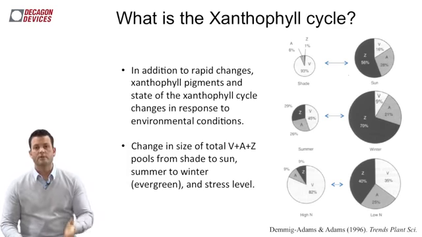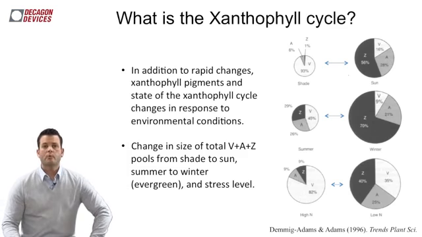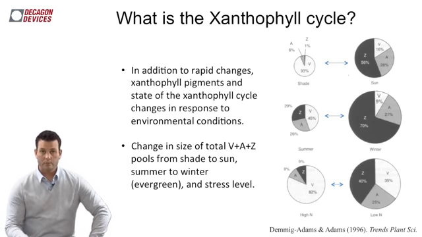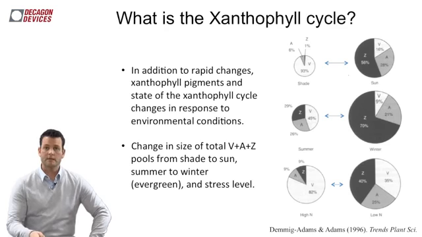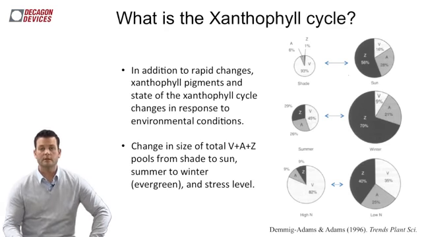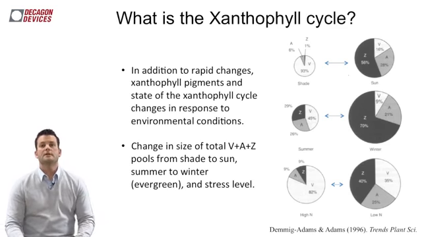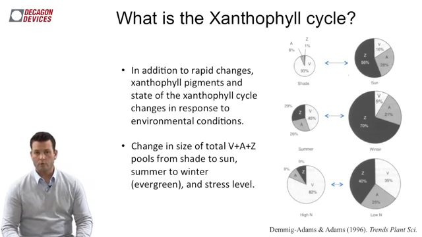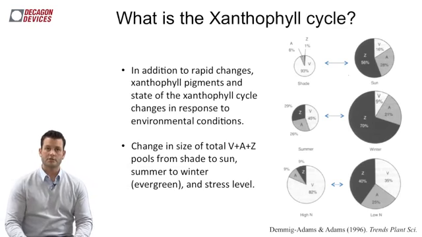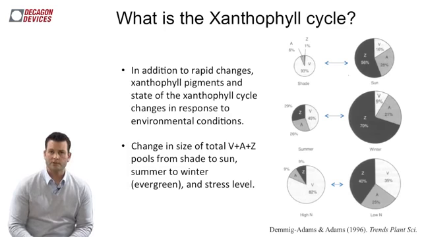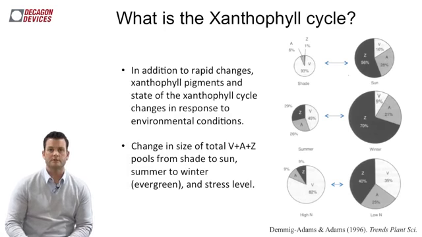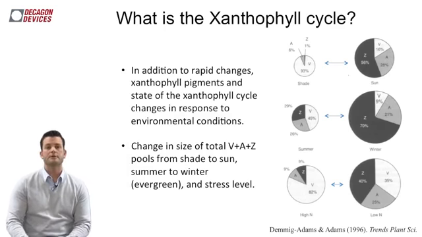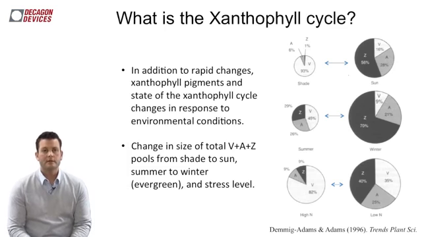So I'll just step you through this here. At the top, we are comparing on the left shaded leaves to, on the right, sunlit leaves. And you can see that in sunlit leaves, the total pool size is much larger than in shade leaves. As you would expect, in sun leaves, there's more demand for photoprotection than in the shade leaves. The other thing to note here is the proportions of each of the xanthophylls.